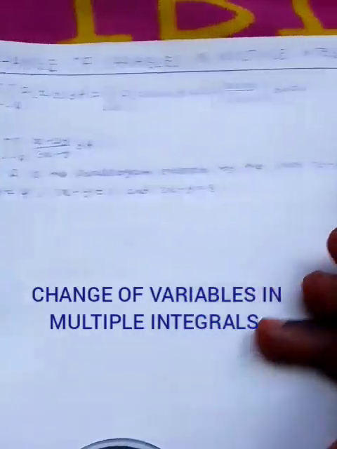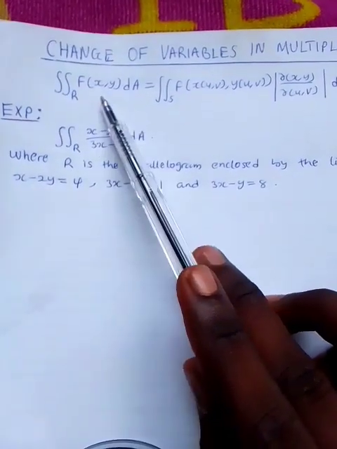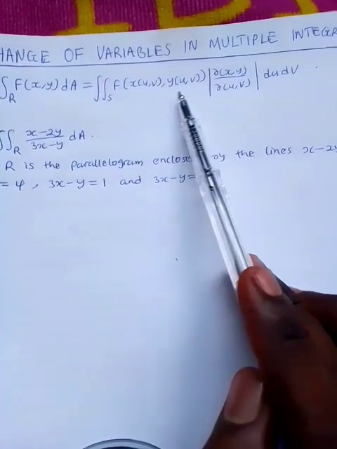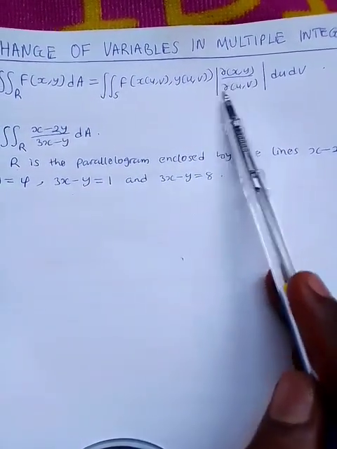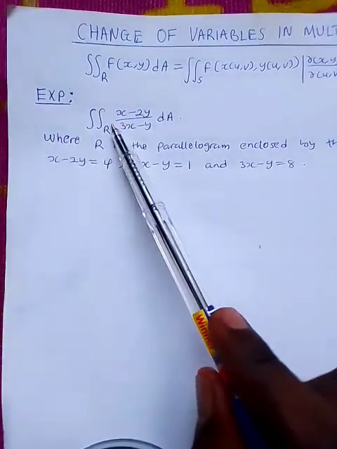Change of variables in multiple integrals. This is the formula for calculating change of variables. So we're going to utilize this formula. This is simply the Jacobian transformation of x, y with respect to u, v. So let's take a look at an example.